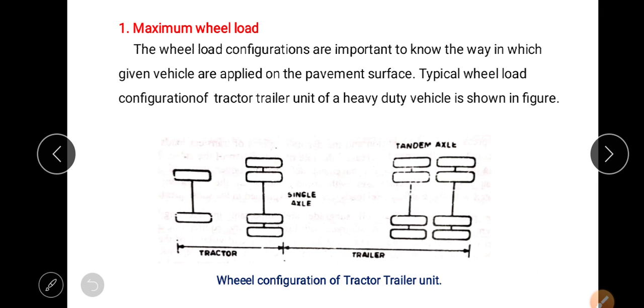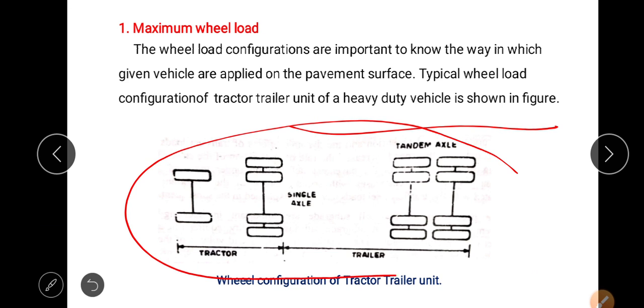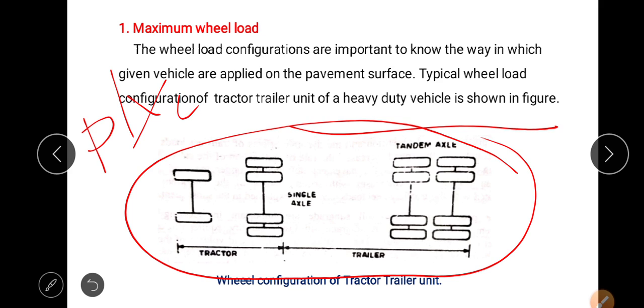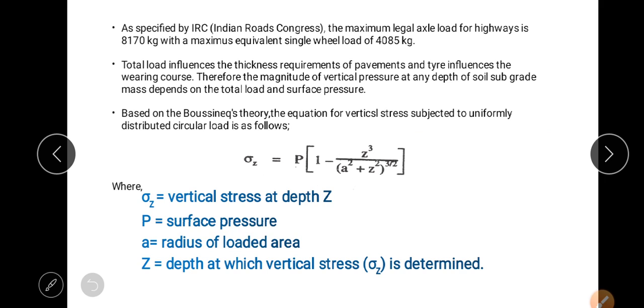Typical wheel load configuration of a tractor trailer unit of a heavy duty vehicle is as shown in the figure. This is considered a heavy duty vehicle. So when tractor and trailer units are plying on the road, how the load distribution is to be considered is also an important factor.